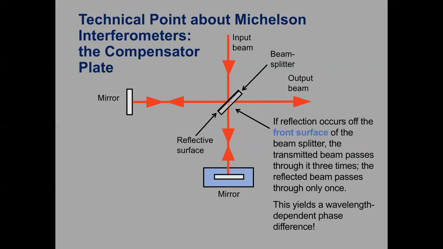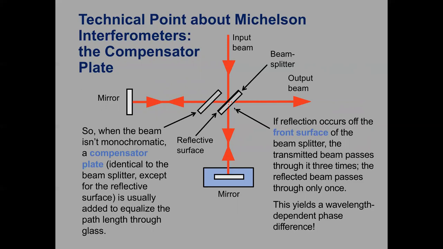Basically the trick they played was to make sure that the beams traveled through the same amount of glass on both arms. So in one arm, it travels through the beam splitter glass three times, and the other arm only once. So by adding in the second plate of glass, it ensures that the light passes through the same amount of glass on both beams.